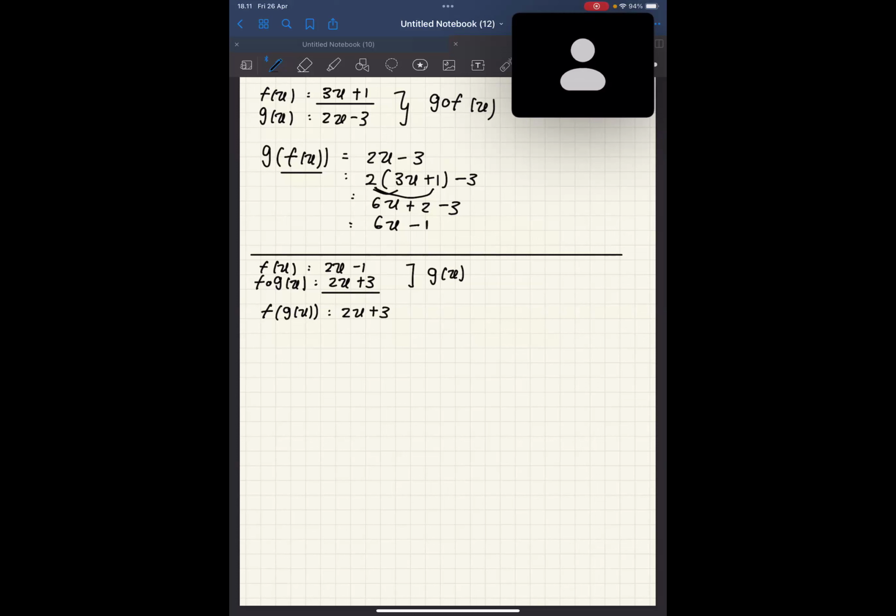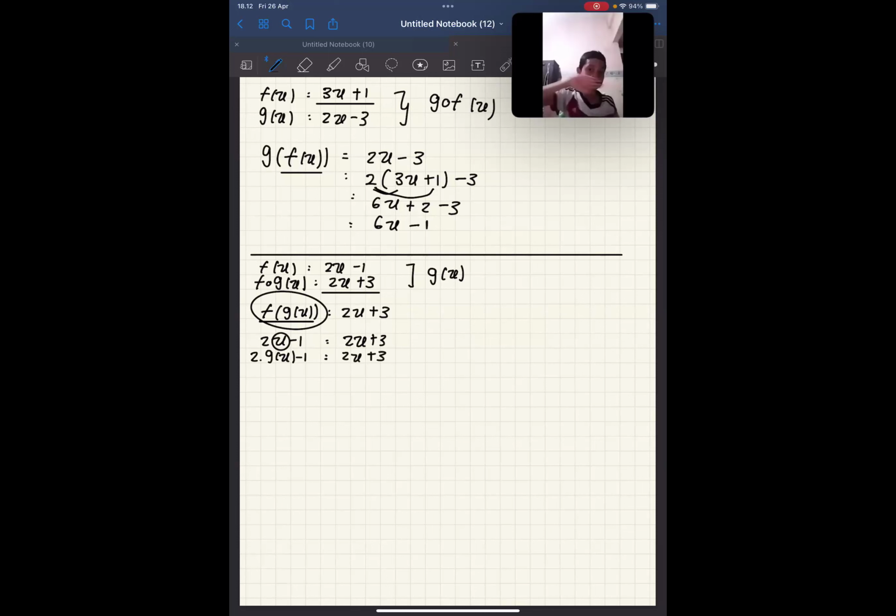Now we look here. For this one, f(x), we got f(x) of 2x minus 1 equals 2x plus 3. As for this one, it is f of g. So we change the x here to the g. So we got 2 multiplied by g(x) minus 1 equal to 2x plus 3. Now we got 2 multiplied by g(x) equal to 2x plus 4. So g(x) is 2x plus 4 divided by 2. We got g(x) equals x plus 2.